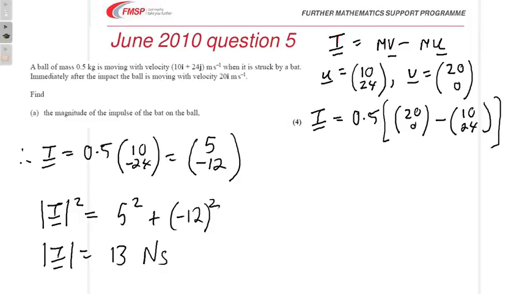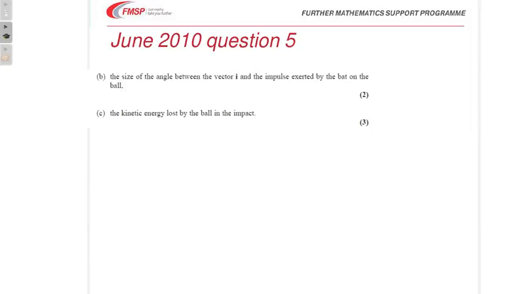On to the second part. And the second part is quite a commonly asked question. They want to find the angle between the vector I, the x direction then, and the impulse. So from the previous part of the question, the impulse was 5 minus 12. So I'll just draw a little vector triangle for that. 5 that way and 12 down, and that's the impulse there. Let's call this angle theta.